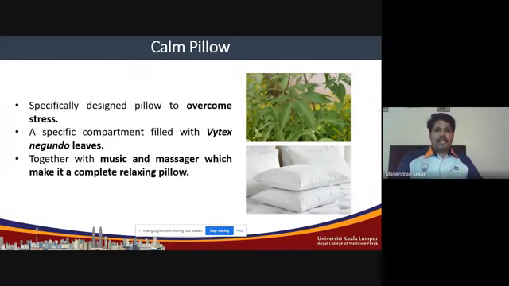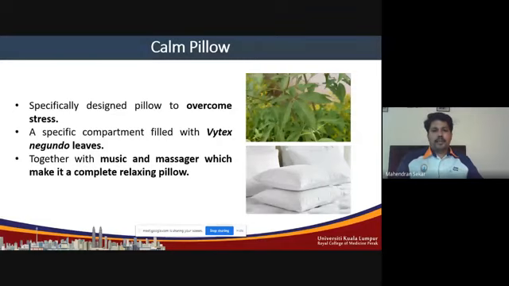This is a calm pillow, which can release stress. Normally in a pillow we put some cotton inside the pillow material, and that has been the practice. Now the innovators have come up with a plant material instead of cotton inside the pillow. This contains Vitex negundo leaves, which is called nochi leaves, a stress relieving leaf actually. So when you sleep using this kind of pillow, you can feel better relaxation when compared to the commercially available pillow.